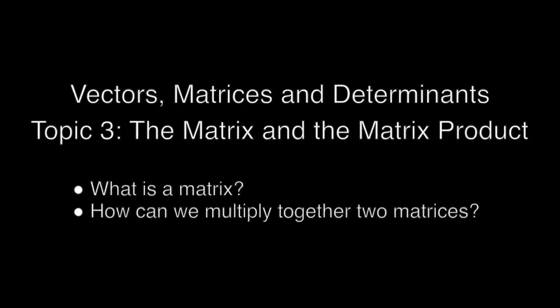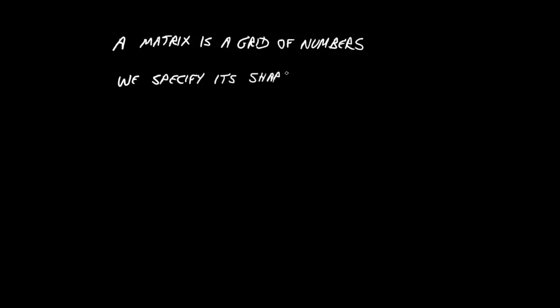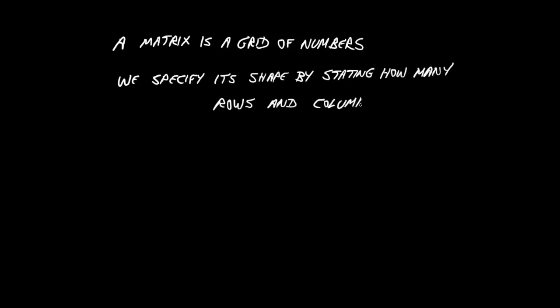Welcome to the third topic in this video series, where I'll be introducing the matrix and thinking about what a matrix product is. Essentially a matrix is nothing more than a grid of numbers. Simply a grid of numbers that could be positive or negative or fractional or zeros. And when we specify the shape of our grid of numbers, we do so simply by stating how many rows we have and how many columns. So we're going to hear about rows and columns a lot in this video.